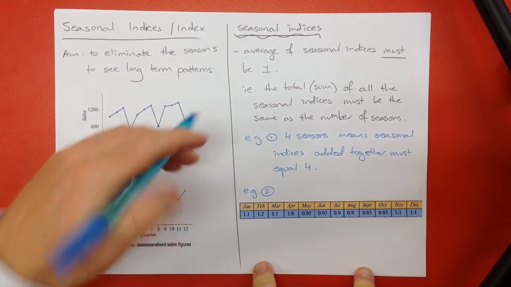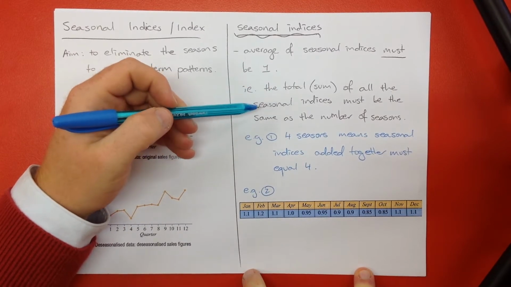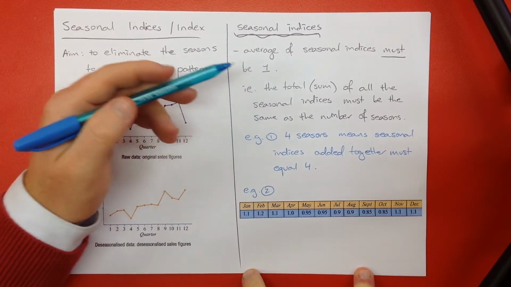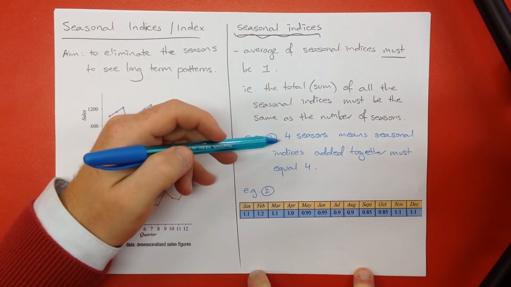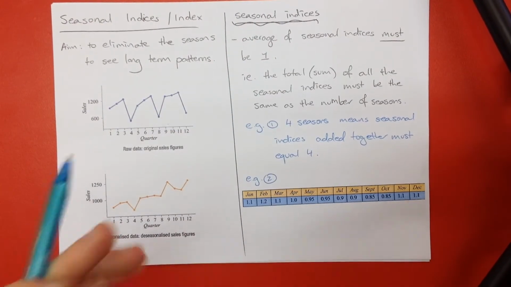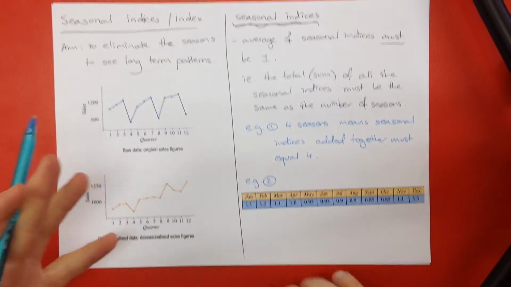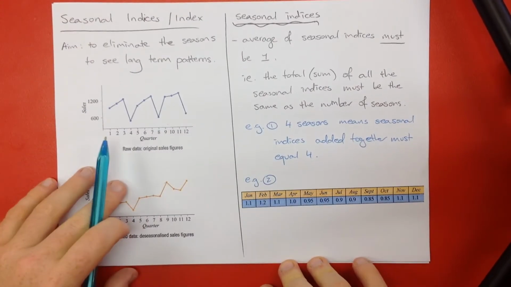So here's another way to say it: the total sum of all the seasonal indices must be the same as the number of seasons. So for example, 4 seasons means the seasonal indices added all together must equal 4, and then if we're finding the average, you add them together and divide them by how many there are, which is 4. The average will be 1.